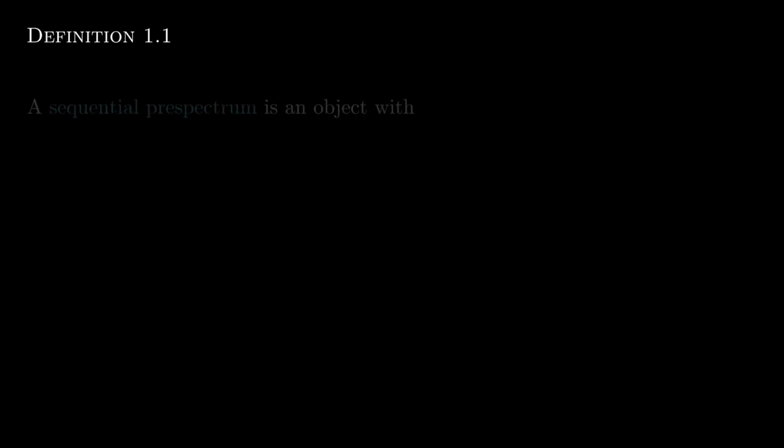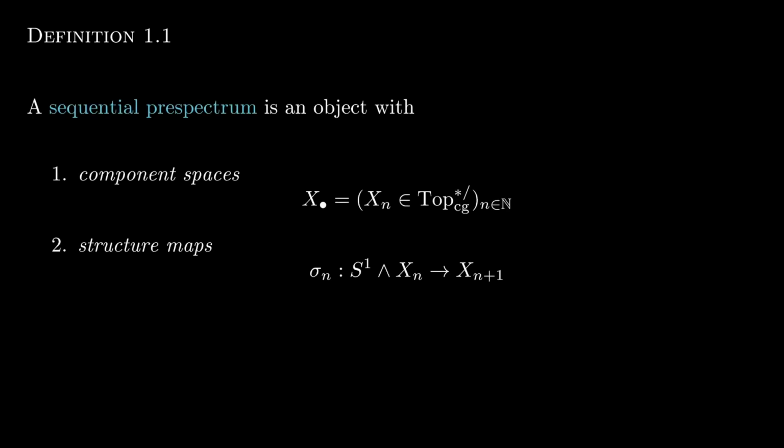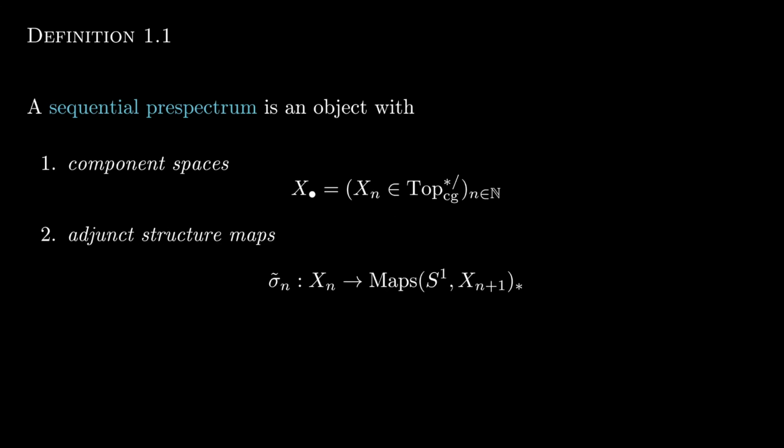A sequential pre-spectrum, which is sometimes just called a sequential spectrum or even just a spectrum, is an object consisting of component spaces and structure maps. The component spaces are n-graded, and the structure maps tell us how to move between the component spaces. Keep in mind that the structure maps don't have to be homeomorphisms, but they can be, as we will soon see. Due to the suspension-loop adjunction, we can equivalently define the structure maps with adjunct structure maps.